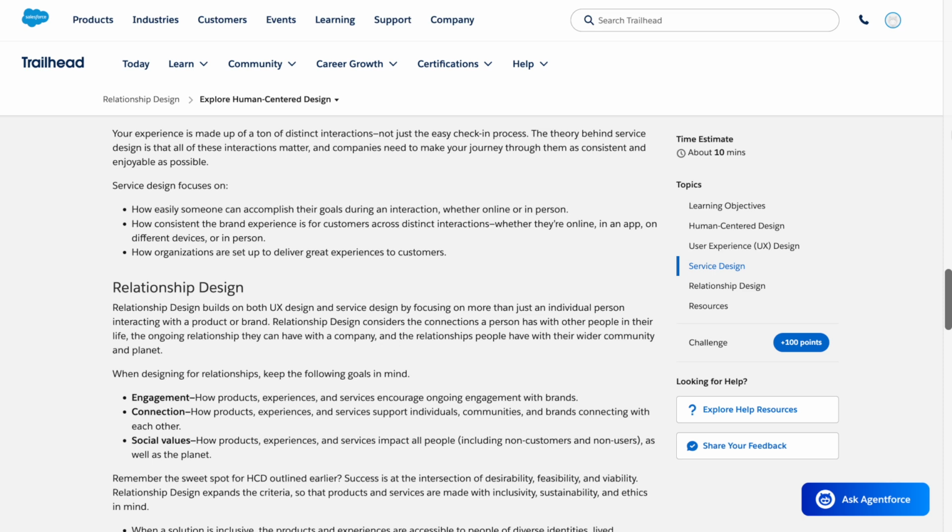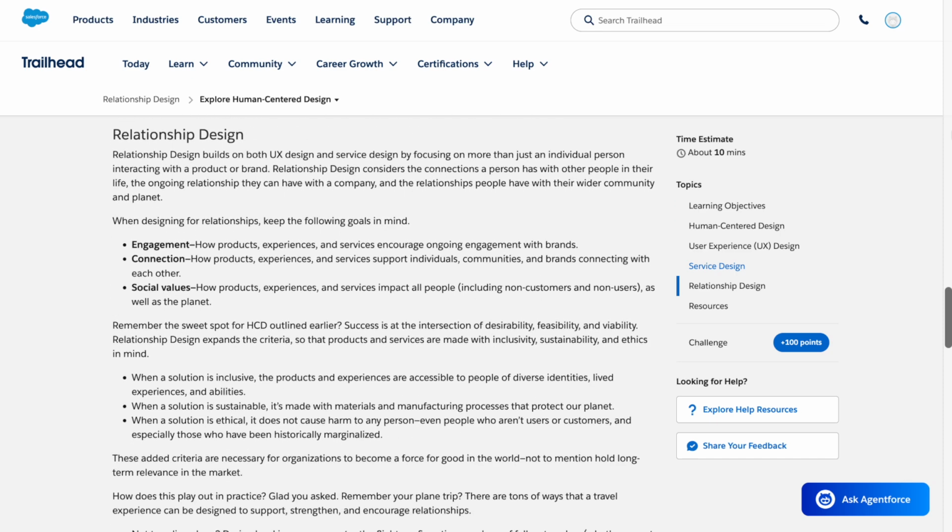Service design focuses on how easily someone can accomplish their goals during an interaction, whether online or in person. How consistent the brand experience is for customers across distinct interactions, whether they're online, in an app, on different devices, or in person. How organizations are set up to deliver great experiences to customers.